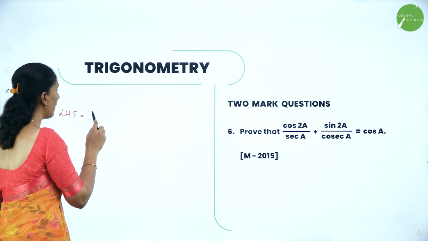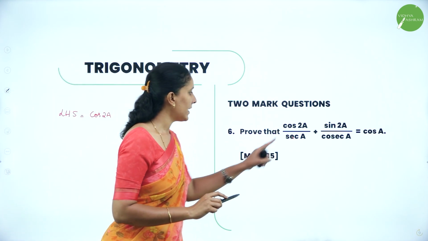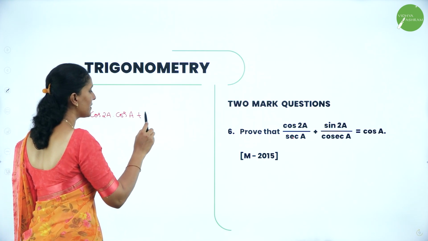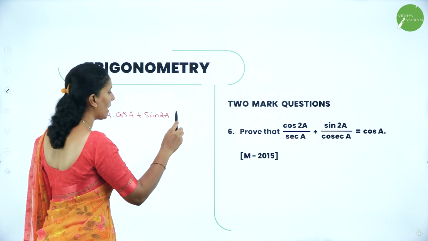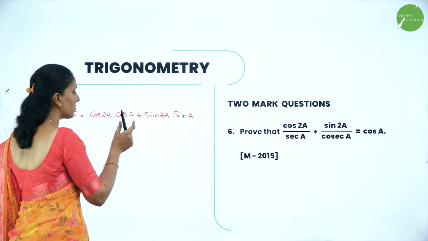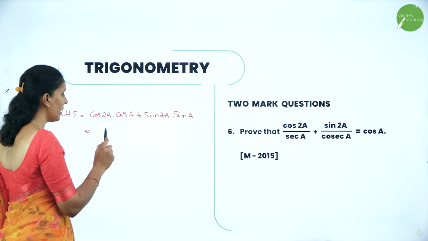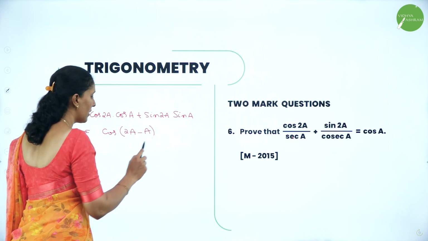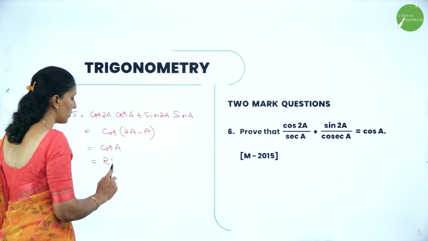So we have cos 2a, 1 by secant a can be written as cos a. Next we have sin 2a, 1 by cosecant can be written as sin a. We know that cos a cos b plus sin a sin b is equal to cos a minus b. So therefore this becomes cos 2a minus a, that is equal to cos a. Hence we have proved.